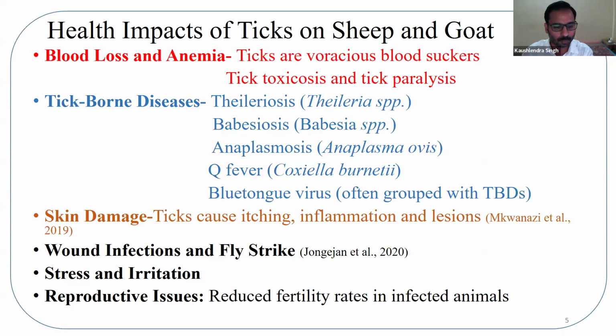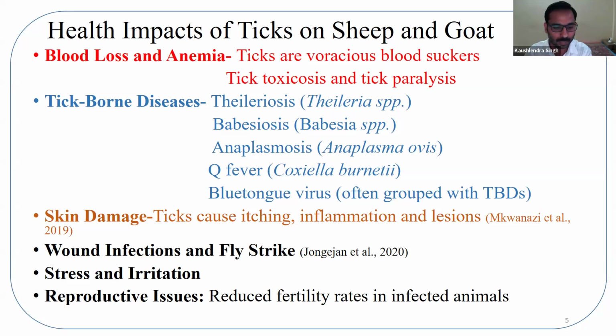Come to the health impact. Although the population of sheep and goat in India is growing, their production per animal is still low due to various factors. Among these, ectoparasitic infestation, particularly tick infestation, represents a major concern. There is blood loss due to ticks, and anemia. As you know, ticks are voracious blood suckers. If the tick population is high, it may lead to tick toxicosis and tick paralysis.